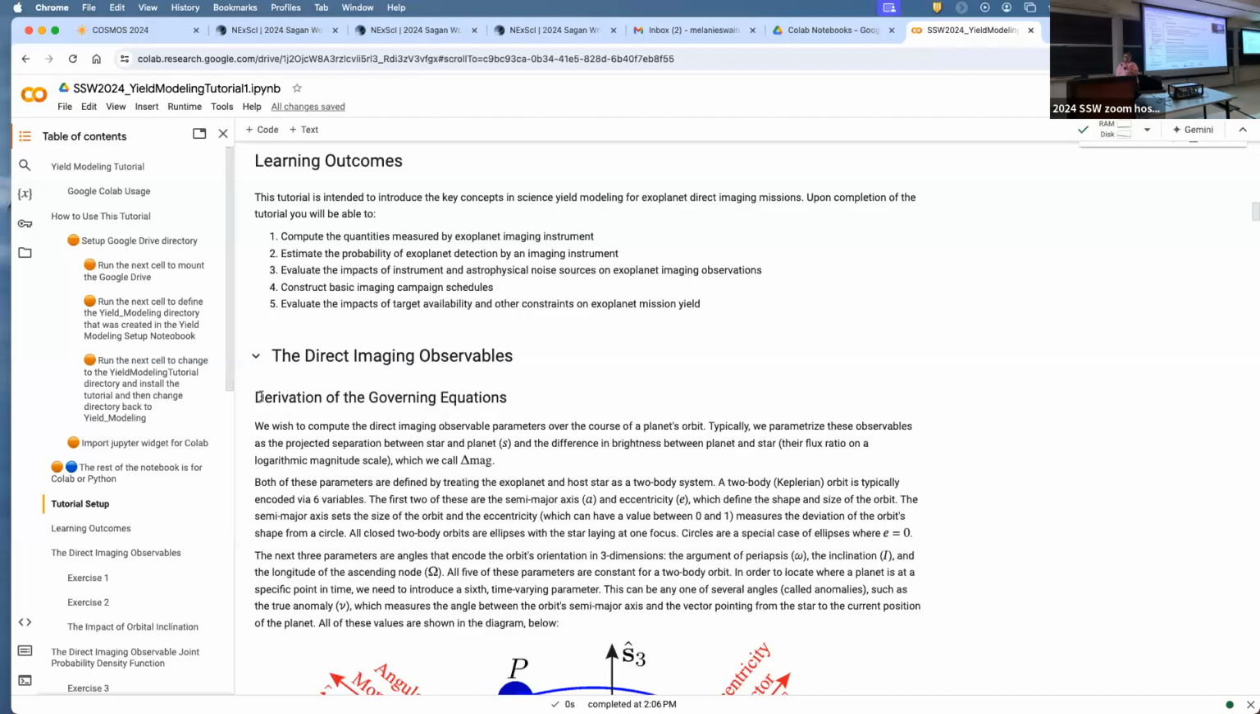So I'm going to go over some of the basic concepts with you. And then there will be exercises in which you will get to write code, in which you will get to make plots. But most of all, we hope that you will understand some of the building block concepts in doing yield code.